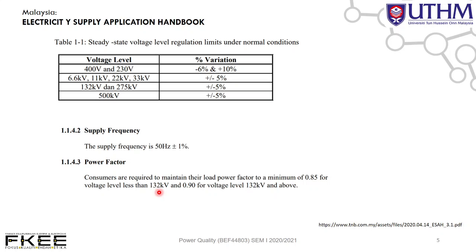If you have a power factor less than 0.5, of course you will be penalized. Okay, you will be charged by the utility. Or 0.9. If your voltage level is 132 kV and above, you should maintain your power factor at 0.9 and above, 0.9 until 1. If you have a power factor below 0.9, you will be penalized by the utility or by TNB.